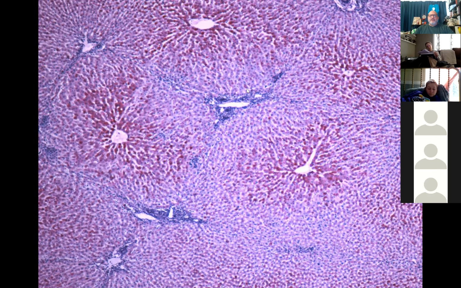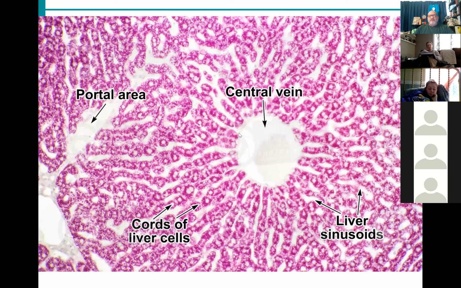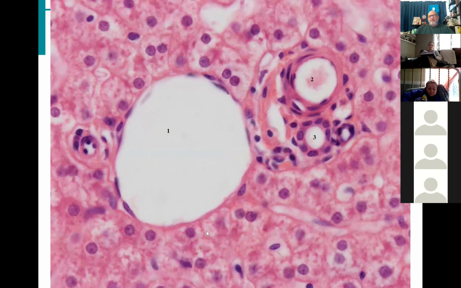And if we take an even closer look, central vein, hepatocytes, sinusoid capillaries, right here we see the portal area, but let's take a closer look at that portal area. Not only do we know the three things that are going to make up the portal triad, but most importantly of all, we can identify them histologically. And conveniently enough for you here, I've labeled them 1, 2, and 3. Which of our three portal triad structures do you think one is? Vein. Right.